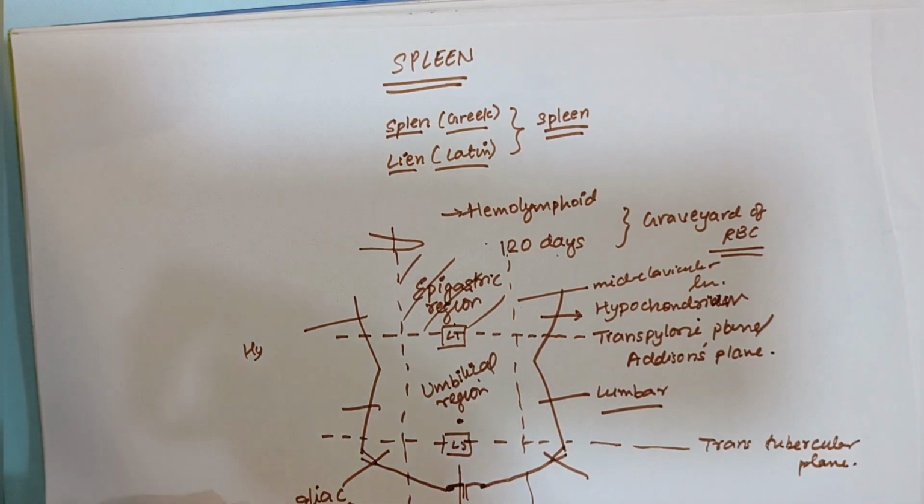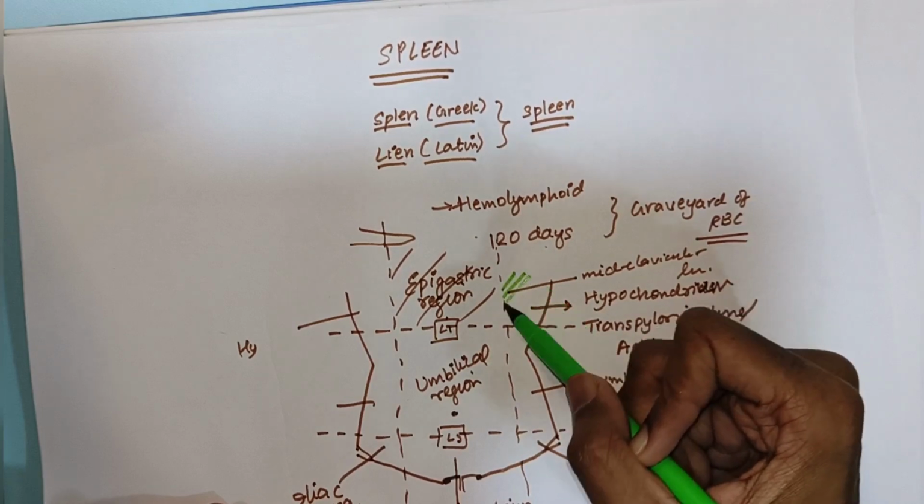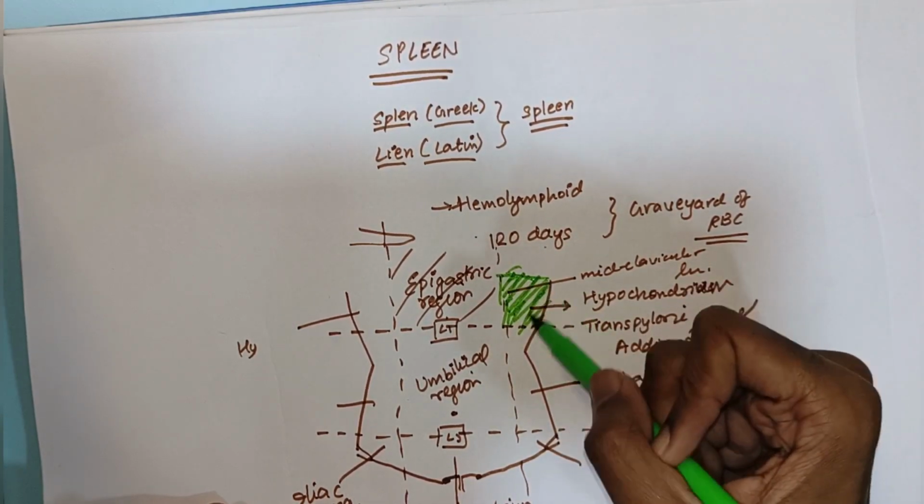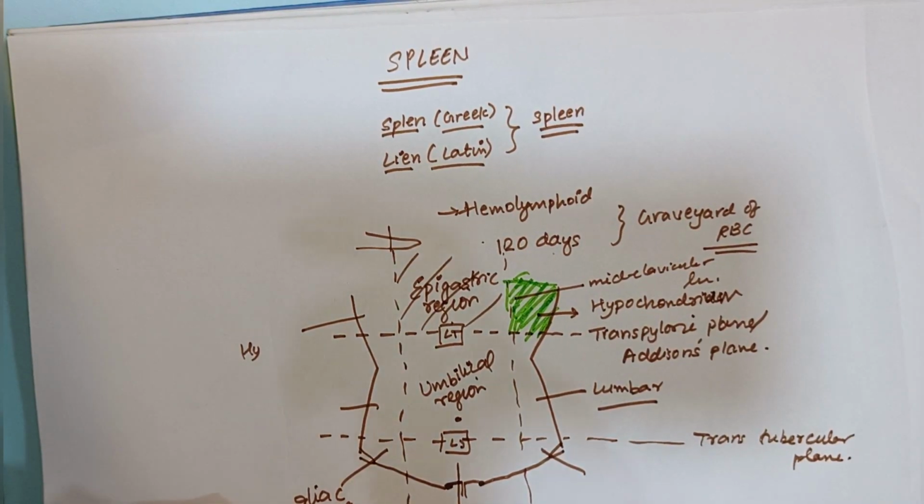Now, where does the spleen lie? The spleen lies in the left hypochondriac region or the left hypochondrium. Remember that. As we have already talked about, the spleen lies in the left hypochondrium.